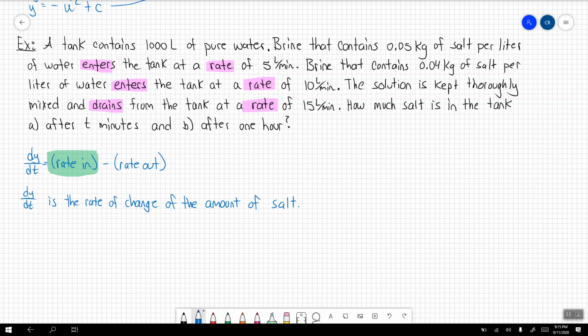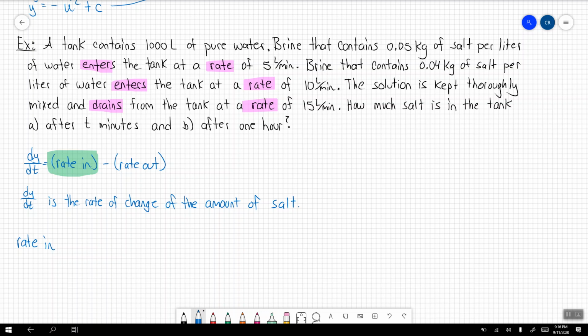So that rate in, and again, I want my rate to be in terms of the change of the amount of salt. Okay, so let's go ahead and start extracting that.